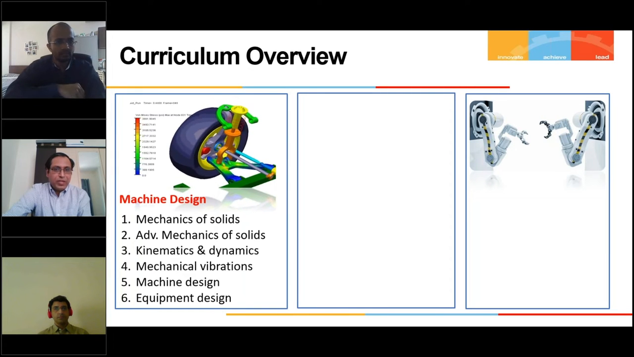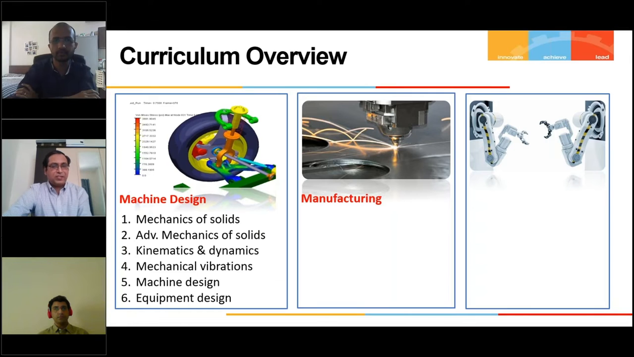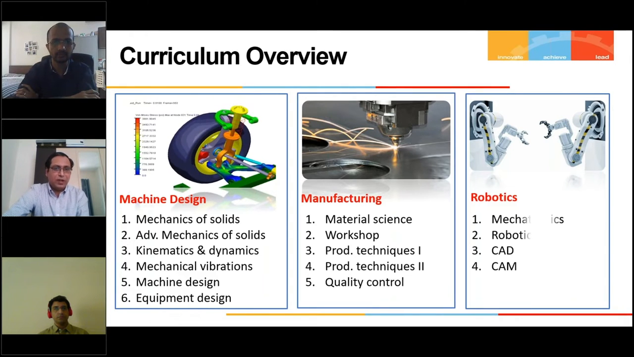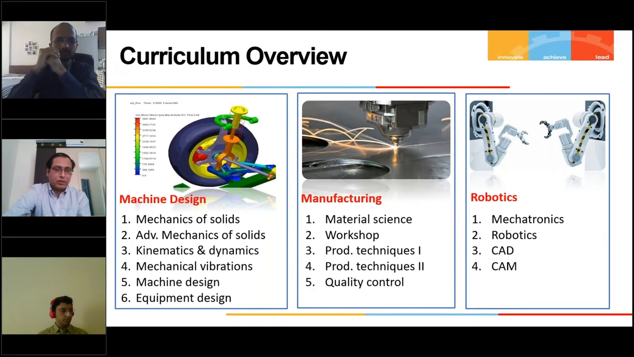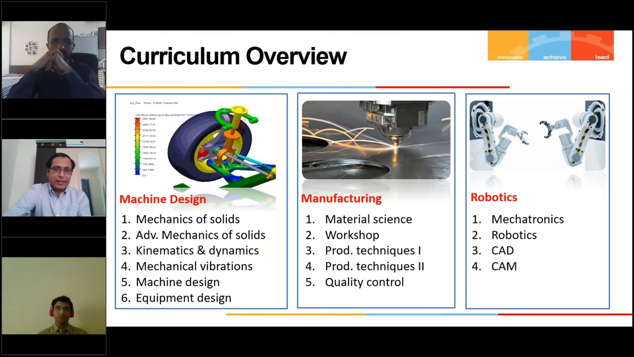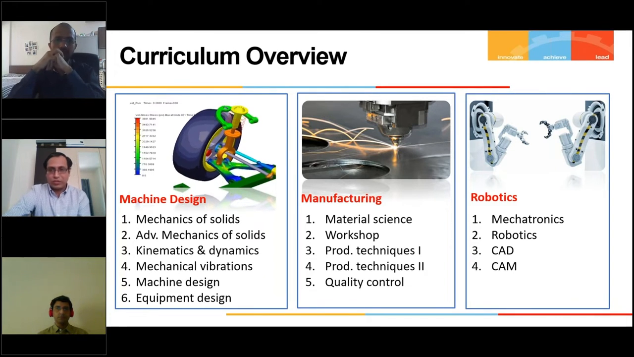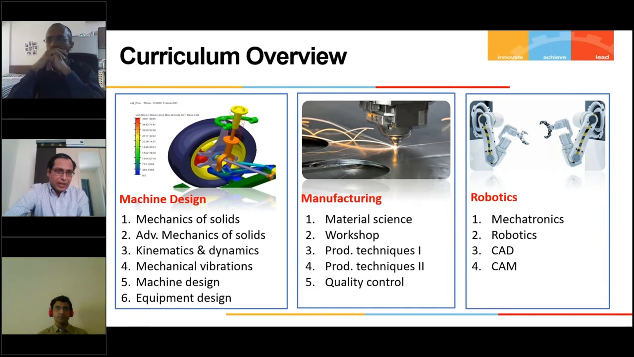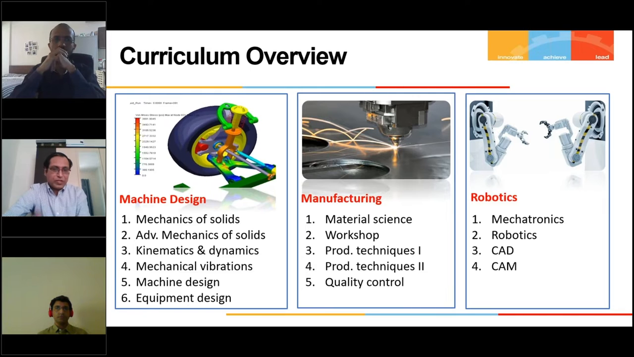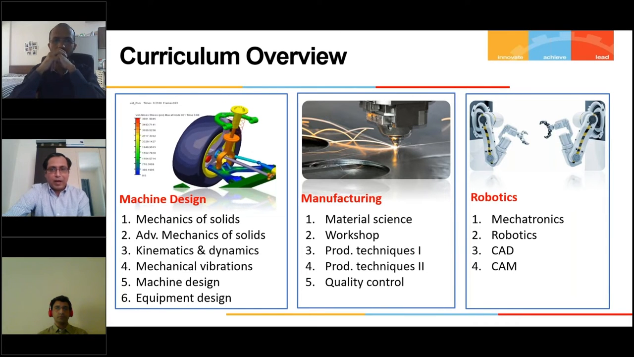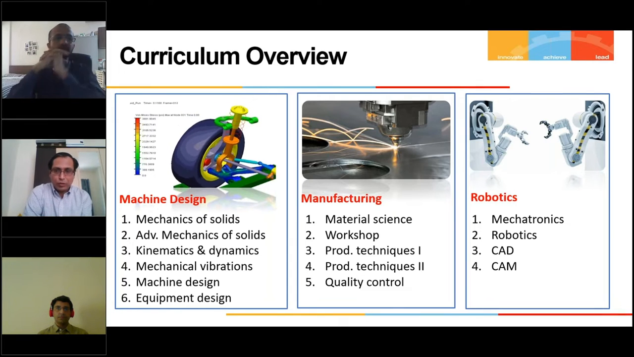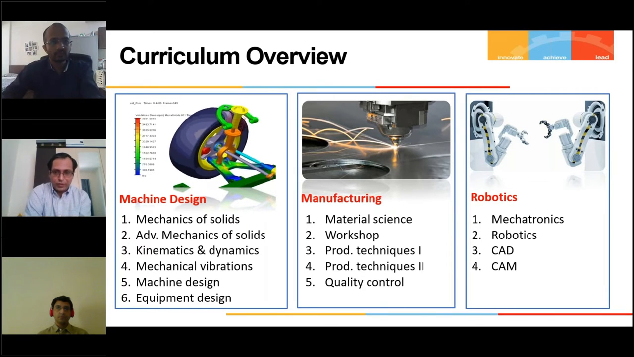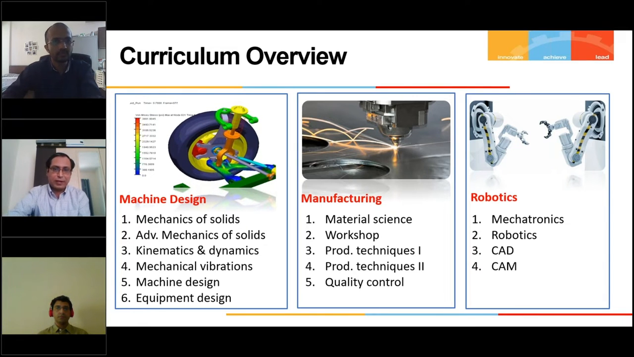So what I am showing here is various specializations that are possible under mechanical engineering. So you see machine design, manufacturing, robotics. These are all areas which mechanical engineering caters to. Machine design is one of the core specialization areas. Manufacturing, on the other hand, is more towards the industrial application. And then there are other specialization areas like robotics, which is pretty new, and these are also at the cutting edge of usage between the industry as well as academic research.